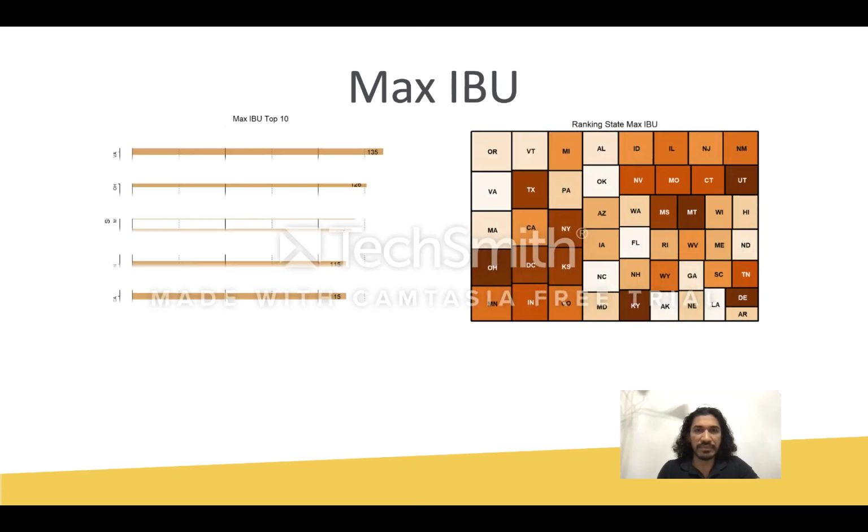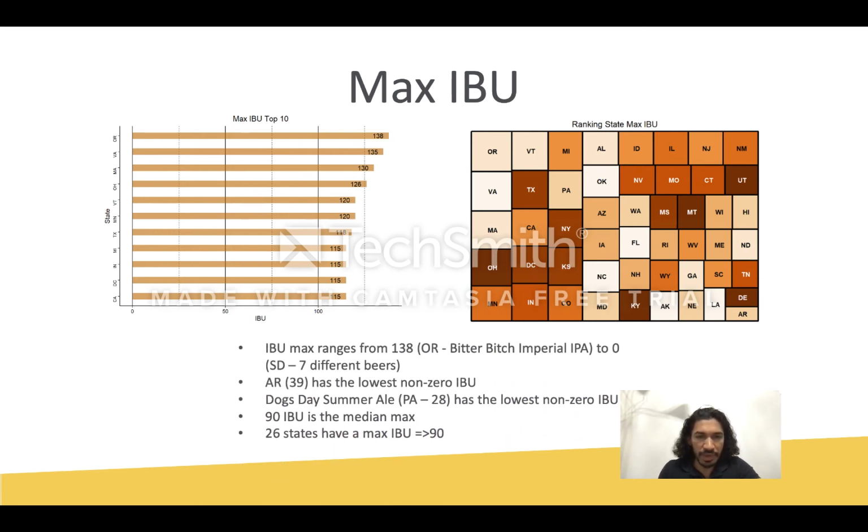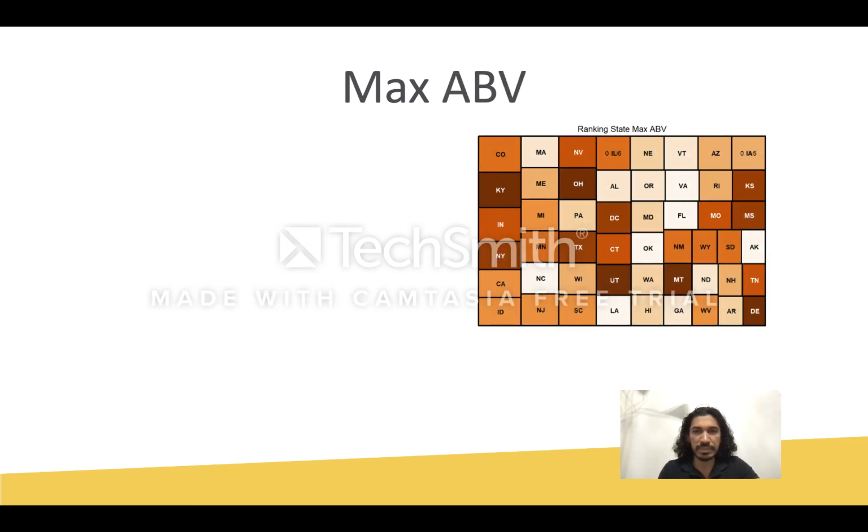For maximum IBU, we found that Oregon has the maximum IBU of 138, because they have lots of craft beer and are famous for it, and craft beers are normally more bitter than regular beer. We also found that more states had an IBU greater than 90, which means people like bitter beer. The more bitter the beer, the better the taste. So there can be an opportunity to do further analysis on whether bitter tasting beer sells more than regular beer.